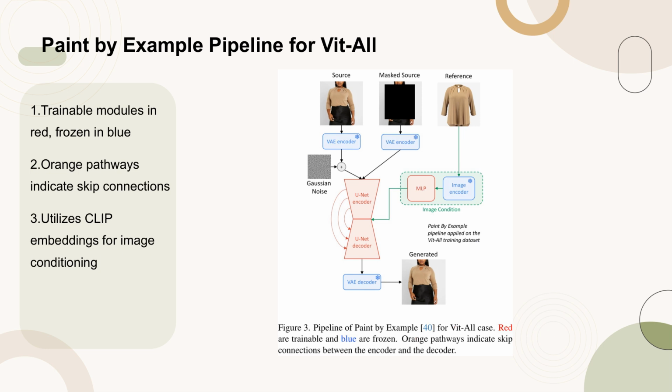Figure 3 illustrates the pipeline of Paint by Example, PBE, specifically adapted for the virtual try-all case. The diagram highlights the architecture where red modules are trainable, blue modules are frozen, and orange pathways represent skip connections between the encoder and the decoder. This setup leverages CLIP embeddings of the reference image for conditioning the diffusion model, aiming to preserve fine-grained details and ensure seamless integration of the product image within the mask-defined region of the source image.